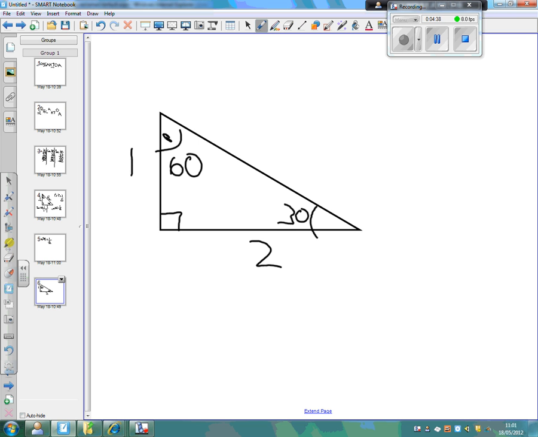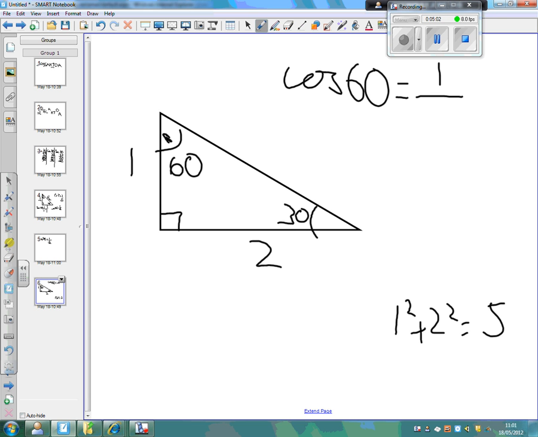So if we go with this angle here, cos is adjacent over hypotenuse. So cos 60 equals the adjacent, which is 1, over the hypotenuse, which if we work out using Pythagoras, will come to 1 squared plus 2 squared, which is 1 plus 4, which is 5. So this one will be square root 5. Oh, sorry, square root 5 in there. So that means that cos 60 will be 1 over square root 5.